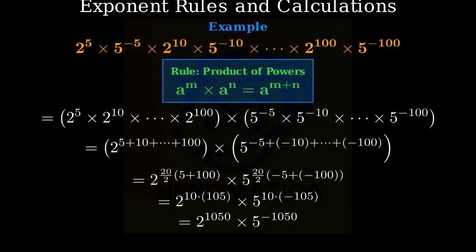For the power of 2, we have 20 divided by 2 times 5 plus 100, which equals 10 times 105, which equals 1050. For the power of 5, we have 20 divided by 2 times negative 5 plus negative 100, which equals 10 times negative 105, which equals negative 1050.